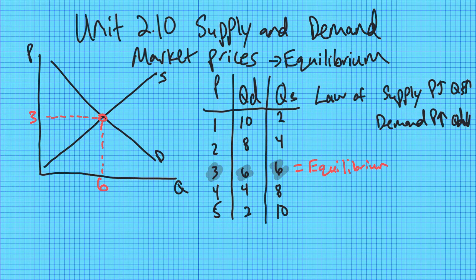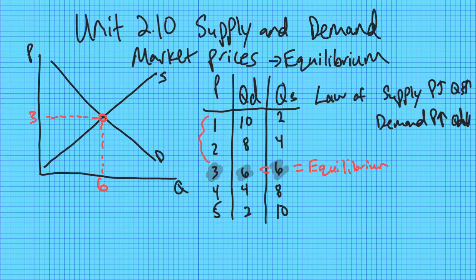So what does that mean? That means we have the same amount of buyers as we have goods available. So we have 6 people out there wanting to buy 6 goods, and we have 6 goods available. So no more, no less, not too many buyers, not too many sellers, the perfect amount of each one of those. Those are equal to each other. We're at this point of equilibrium.